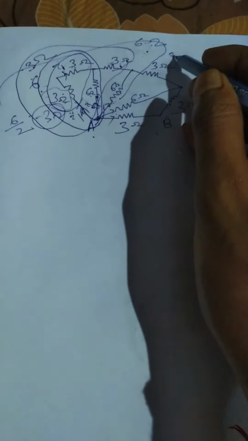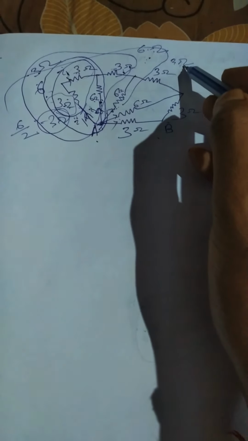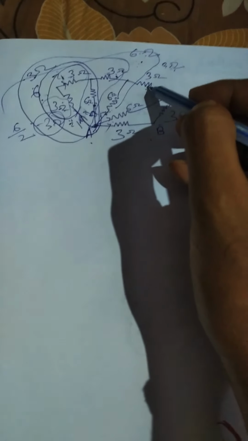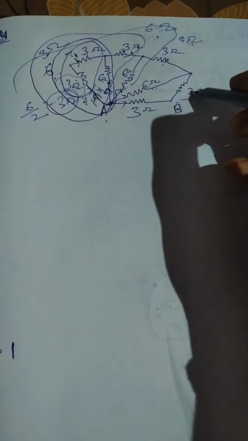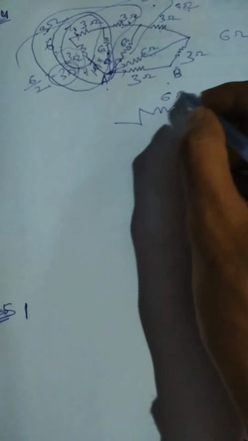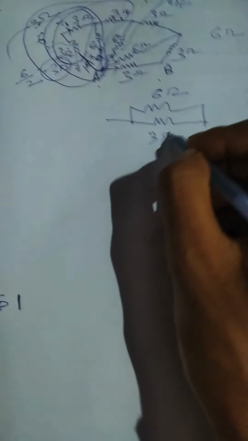So this is 3 ohm. This 3 ohm plus this 3 ohm are in series, so it is 6 ohm. Again, this 6 ohm and 6 ohm resistor are in parallel, so again it becomes 3 ohm. This 3 plus this 3 are in series, so it becomes 6 ohm. So the final result is 6 ohm, and between A and B is 3 ohm.